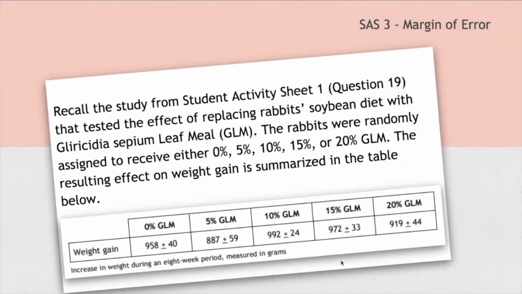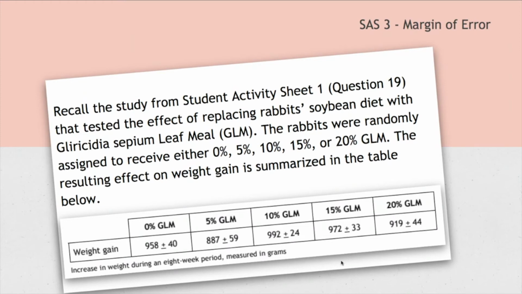All right, recall the study from Student Activity Sheet 1, question 19, that tested the effect of replacing rabbit's soybean diet with Gliricidium sepium leaf meal, or GLM. The rabbits were randomly assigned to receive either 0, 5, 10, 15, or 20% GLM in their food. And the resulting effect on weight gain is summarized in the table below.